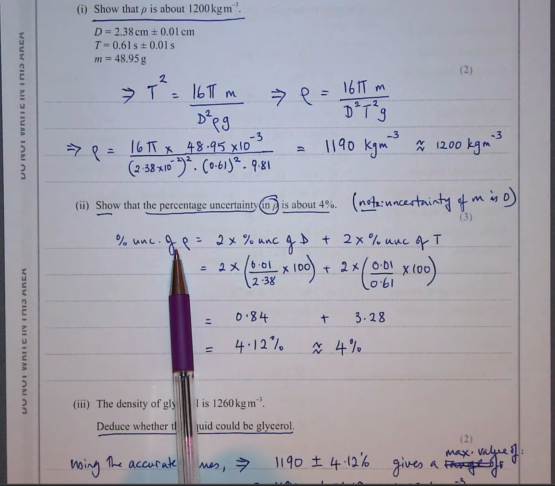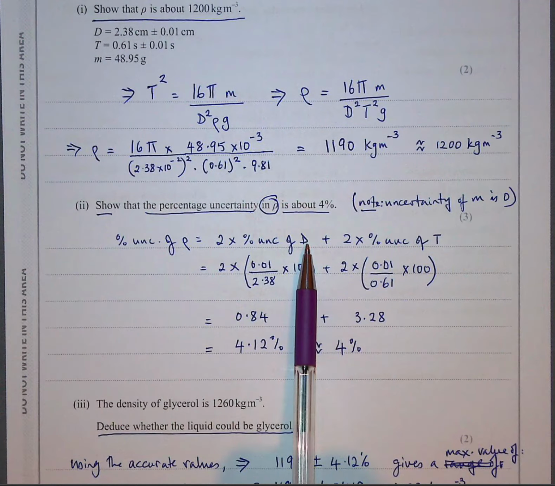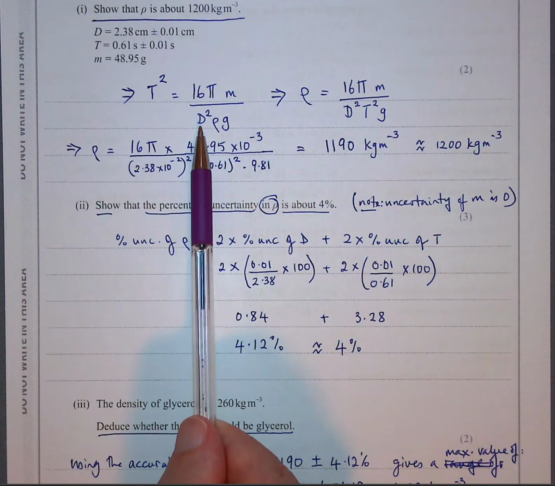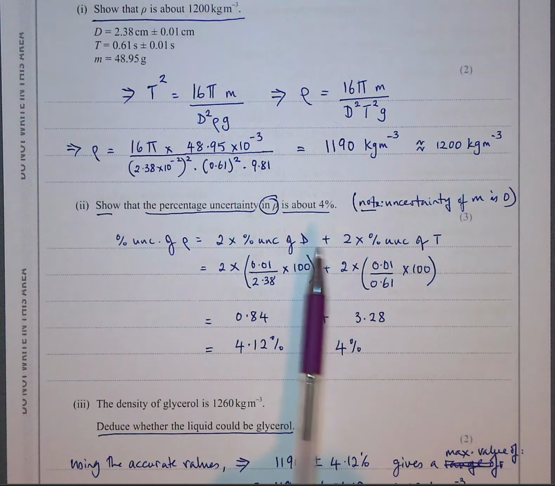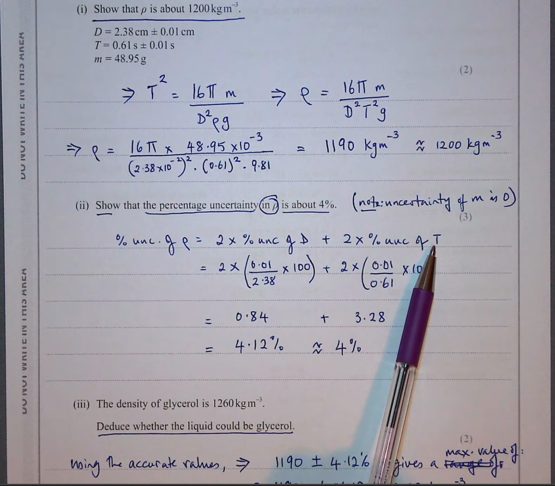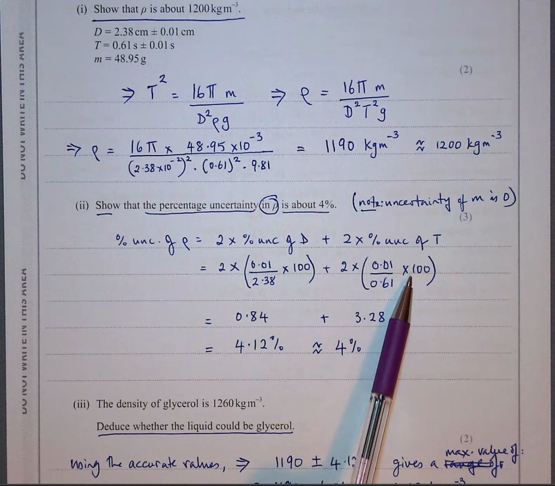So percentage uncertainty of rho comes from 2 times percentage uncertainty of D, because it's D squared in the equation. So each D brings its own percentage, so you're doubling the percentage uncertainty of D. You do the same for the T value, it's twice the percentage uncertainty of T. So for T, it's 0.01 out of 61 centiseconds, 0.61 seconds. So it gives you that value.